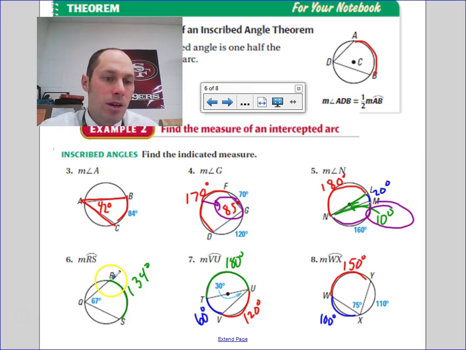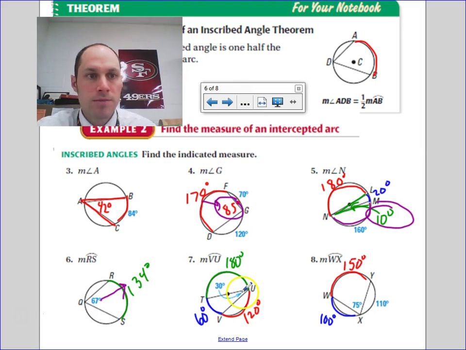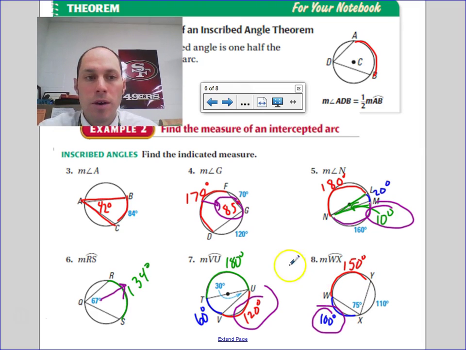RS is the intercepted arc for angle Q. If angle Q is 67, the arc has to be double that, 134. Arc VU, here's my semicircle, so that's 180. If angle U is 30 degrees, arc TV is 60, which means I have 120 left for VU. And then WX, well, if this arc is 110, angle X is 75, the intercepted arc is double, 150, so I have 100 left for arc WX.